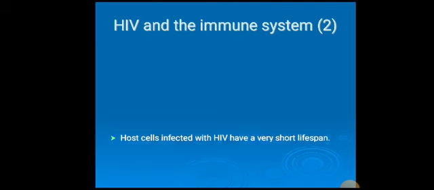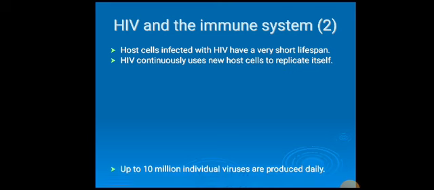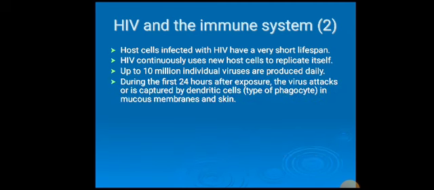Usually, host cells infected with HIV have a very short lifespan. HIV continuously uses new host cells and replicates itself. Up to 10 million individual viruses are produced daily, and during the first 24 hours after exposure, the virus attacks or captures the dendritic cell, which carries the CD4 cell.